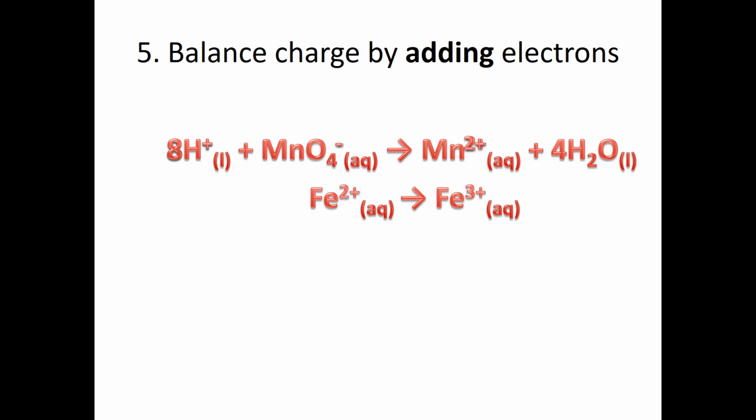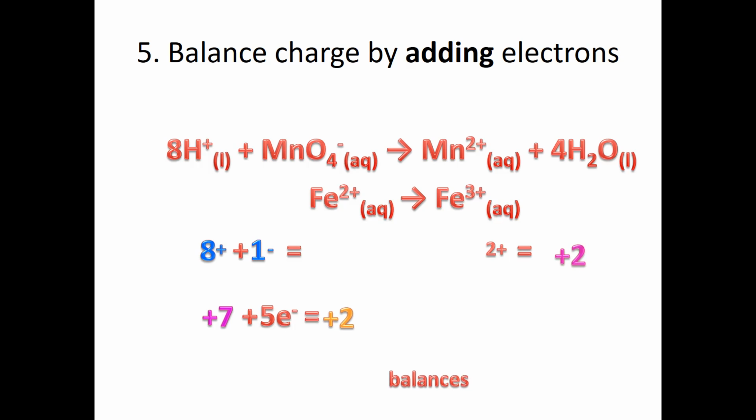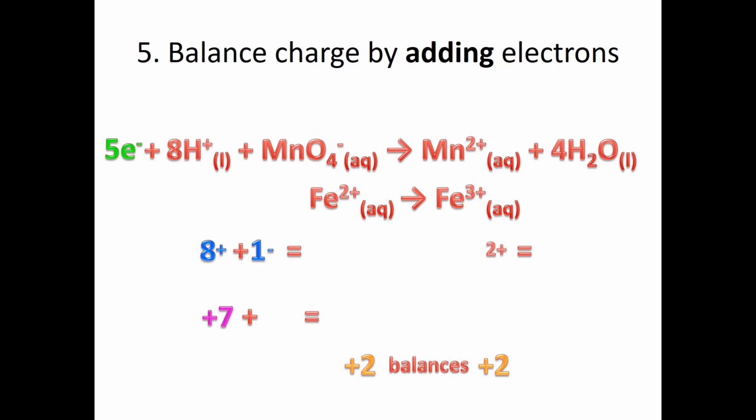Step number 5, we need to balance the charges by adding electrons. So if we look at the top equation, we have 8 plus, 1 minus, which gives us a total of 7 plus, and on the other side we have 2 plus. So we need to make the 7 plus into 2 plus. We can do this by adding 5 electrons, and we'll get the 2 plus, and that means that our left side will be equal to our right side. So putting the 5 electrons up into the equation.